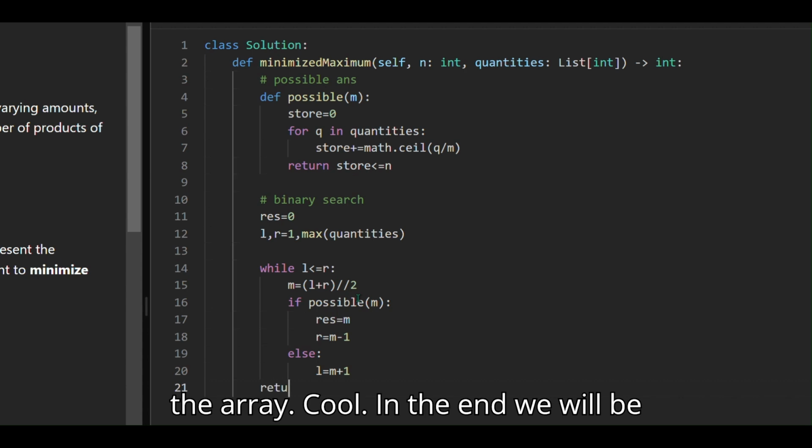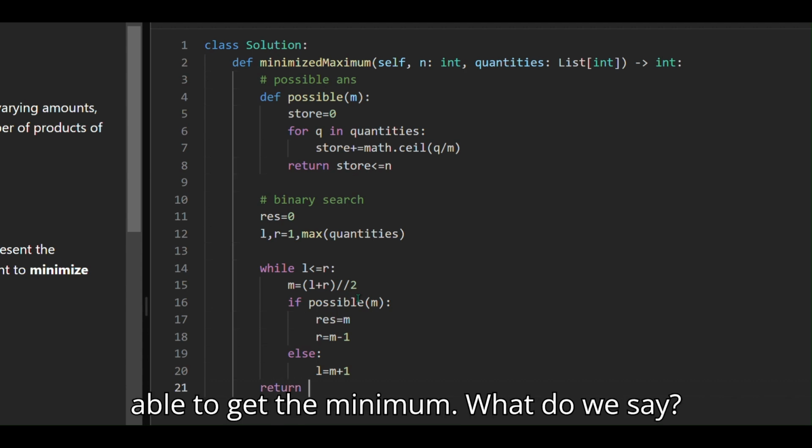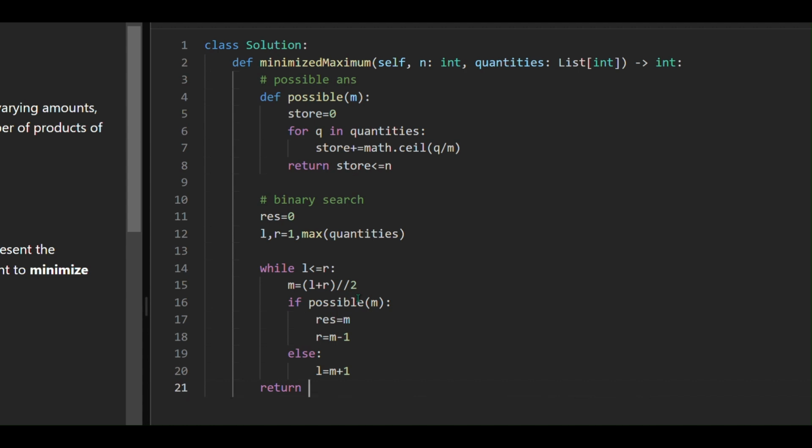Cool. In the end, we will be able to get the minimum distributed value among the maximum possibilities.